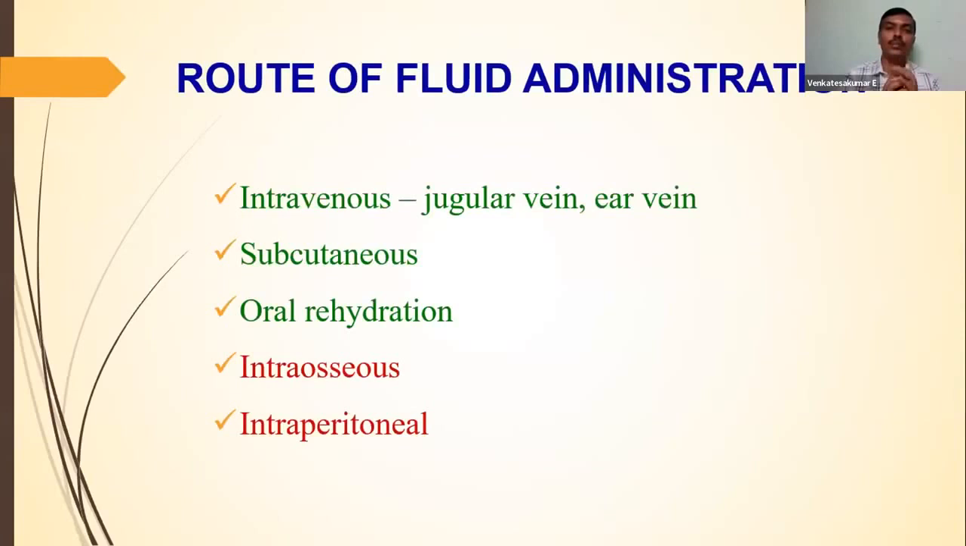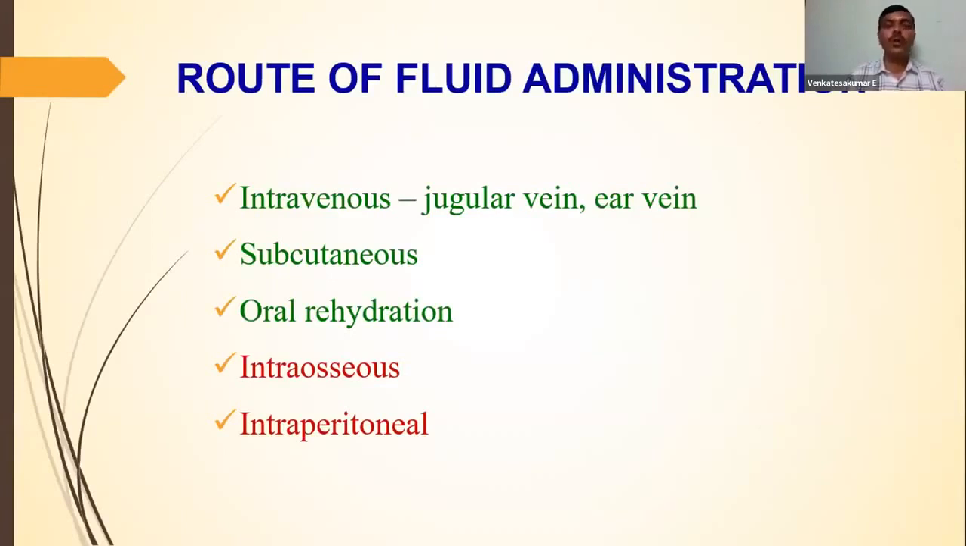Now, the route of fluid administration. The main route is intravenous. 90% of fluid therapy is given through the jugular vein, or if the jugular vein is not accessible, or there is any swelling in the jugular area, we can go for the ear vein. Here the needle gauge size is very important. If it is a kid below 10 kg or 2 to 3 months old, use a 22 to 24 gauge needle, or you can also use a scalp vein set. For an adult, if it is 20 kg body weight or more, we can use a 20 gauge needle or scalp vein set. And if it is crossing 40 kg and above, we need an 18 gauge needle.